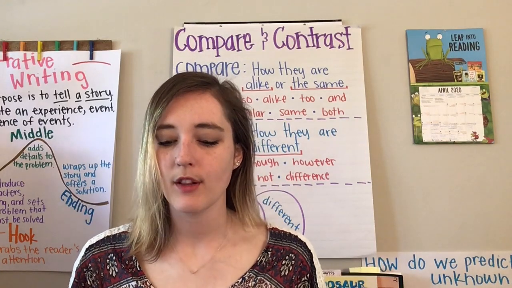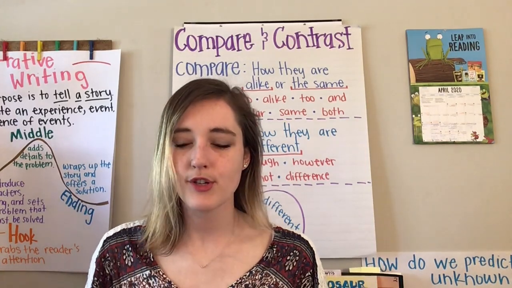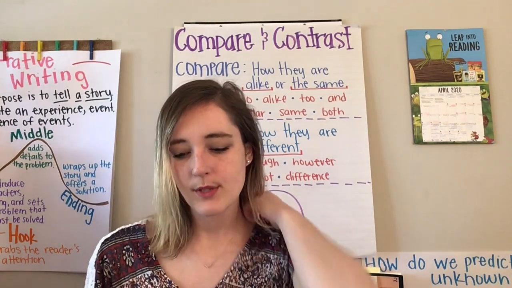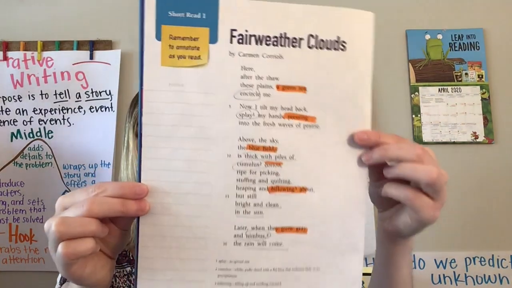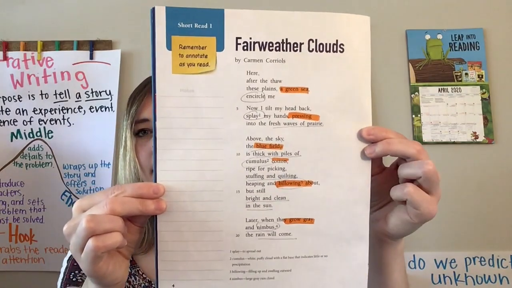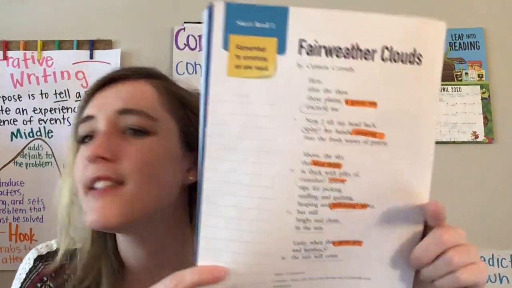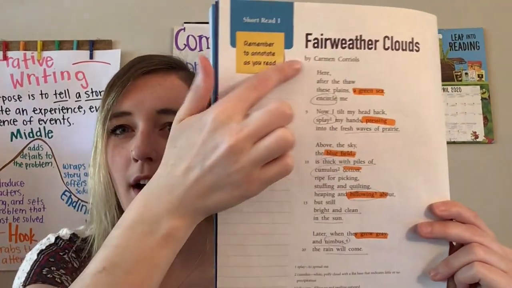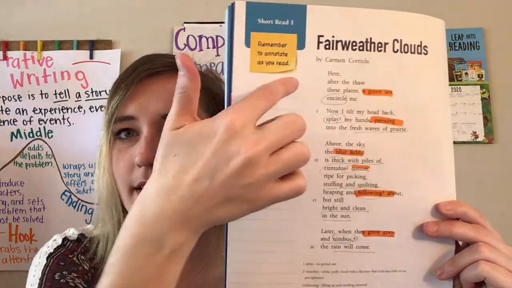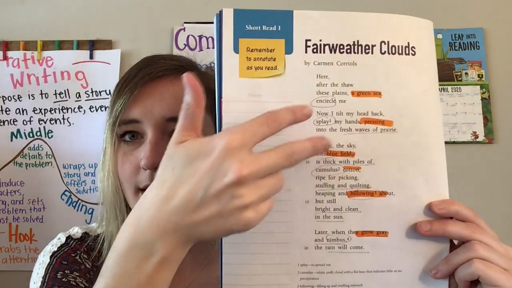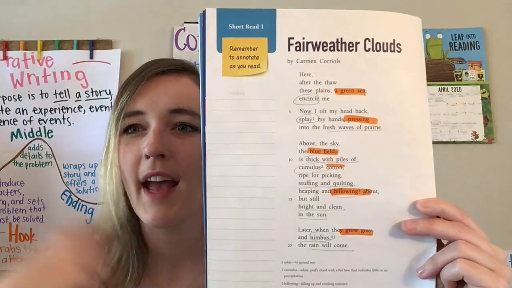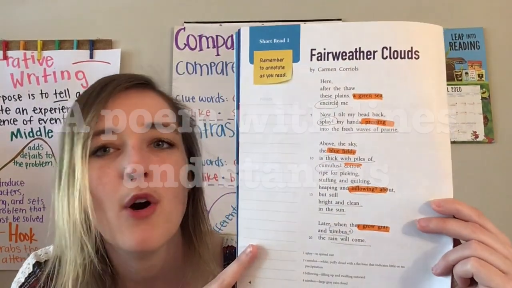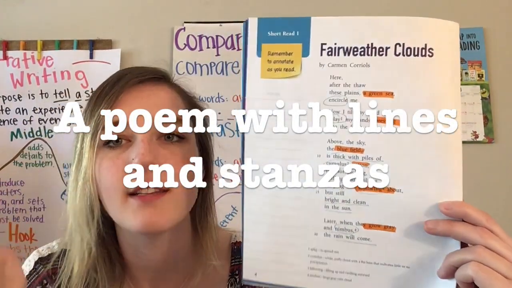Okay, so now we're going to look at the structure. So structure, turn to page 4 of Fairweather Clouds. What does the text look like? Looking at the text, it does not look like normal paragraphs. There are lines with groupings of lines called stanzas, and it is in fact a poem. So the structure is a poem, and it's built with lines and stanzas.